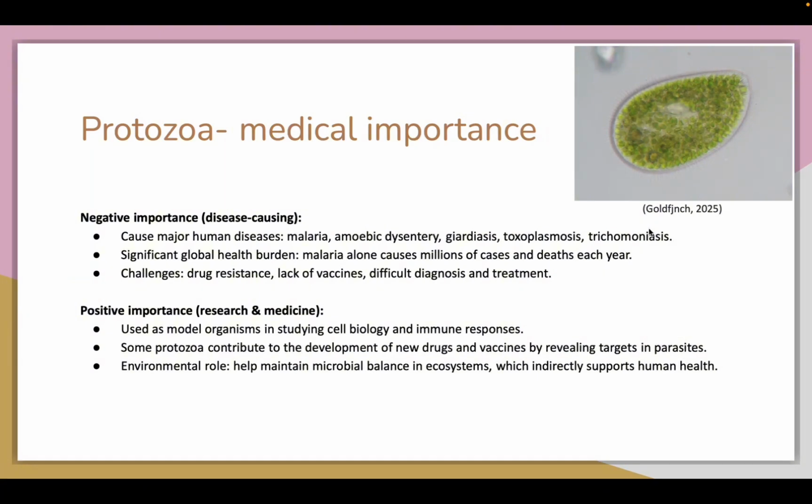Protozoa has many different medical importances, positive and negative. Negative means disease causing, positive is involved in research and medicine. Negative importances include causing major human diseases: malaria, amoebic dysentery, giardiasis, toxoplasmosis, and trichomoniasis. There are also significant global health burdens. Malaria alone causes millions of cases and deaths each year. Challenges are drug resistance, lack of vaccine, and difficult diagnosis and treatment.